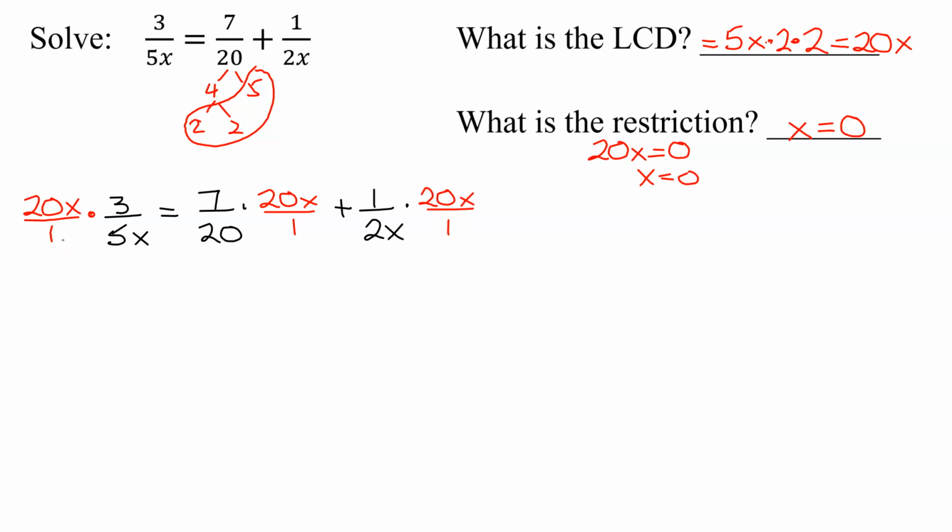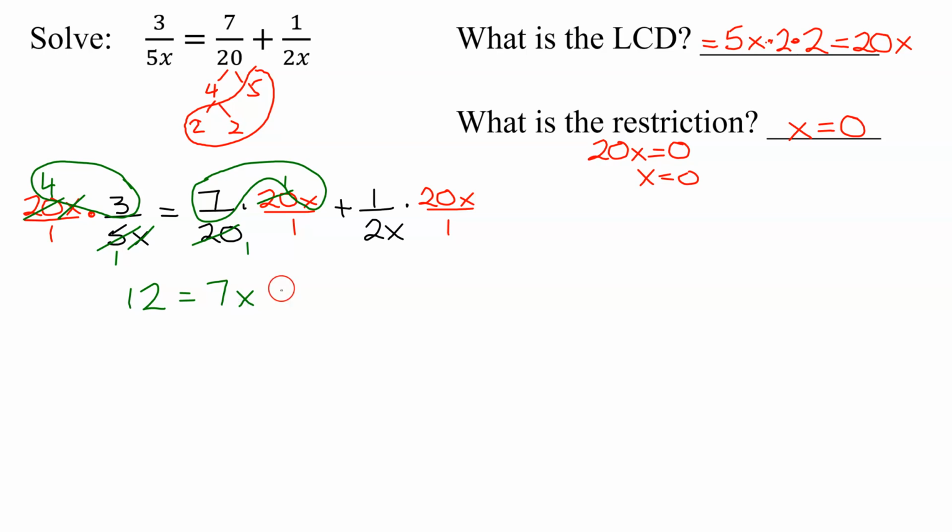So now I need to simplify. On my first term here, my x is reduced. And 5 goes into 5 once, 5 goes into 20 4 times, so I land up with 4 times 3 is 12, equals, on my second term, the 20 is reduced, and I get 7 times 1 times x, which is 7x, plus, on my last term, the x is reduced, and 2 goes into 2 one time, 2 goes into 20 10 times. So I get 10 times 1 times 1, which is just 10.